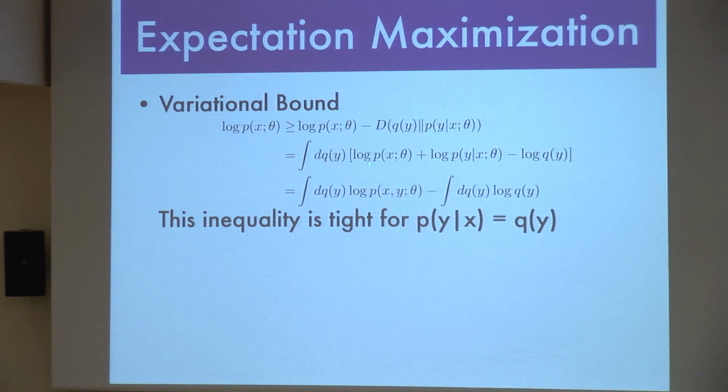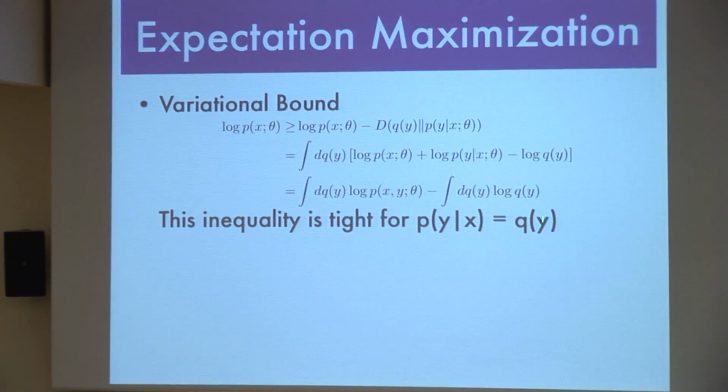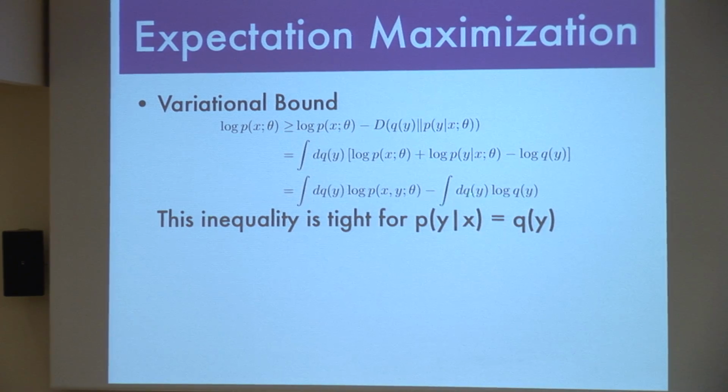The amazing thing that happens is that p of x times p of y given x is just p of x and y. It's just conditioning. And now what I get here is the expected log likelihood of the data and the latent variables with respect to some reference distribution q of y. And then here in the back, I just have an entropic term.